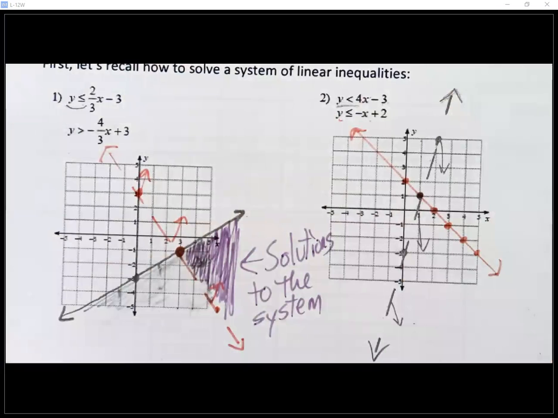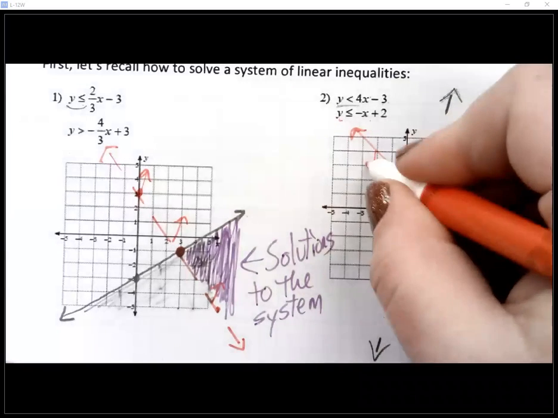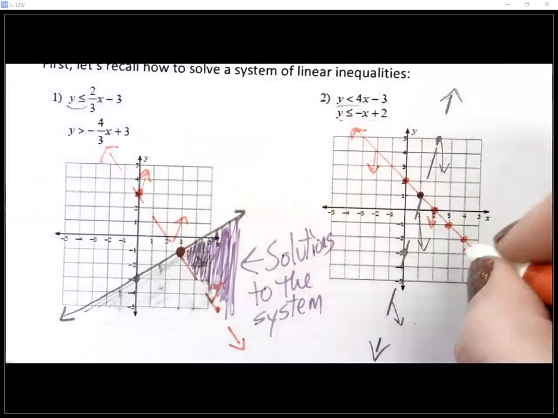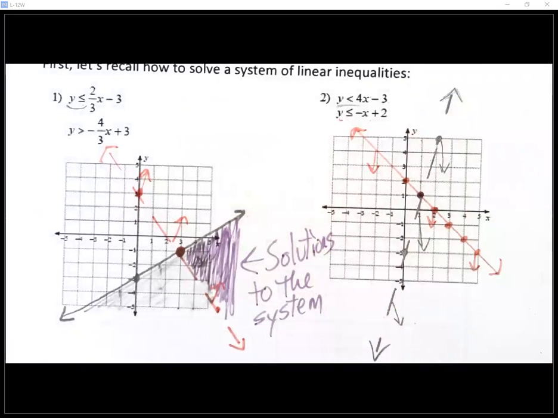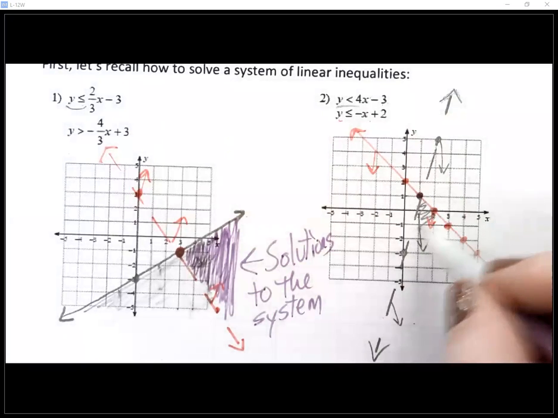Y is less than, so I want to shade below, right? Because that's where the y's are less than, or down below. Now that I've graphed all of my lines, I just take a step back and look: where's the one region that works for everybody? And wouldn't you agree? I need to be below the red and below the pencil. So it's this one region right here.